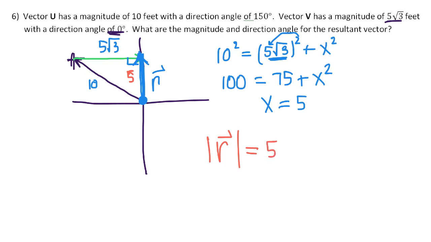Now what about our resultant angle? What's that going to have to be? Well, let's look at it and see. If we start here in standard position and we go to where that resultant vector is, it looks like we're going to end up at 90 degrees. So my direction angle is 90 degrees.